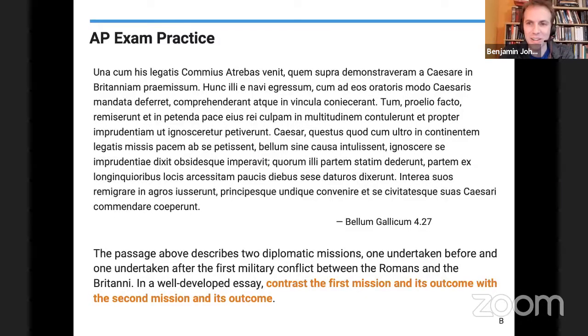And then here is your learning opportunity. This is a passage from 4.27, talking about two different diplomatic missions, one before and one after the military conflict between the Romans and the Britons. Contrast the first mission and its outcome with the second mission and its outcome.